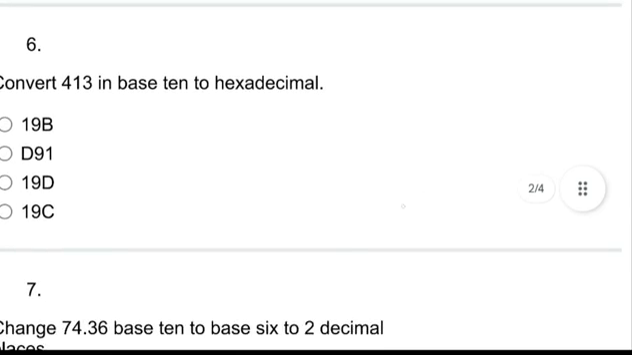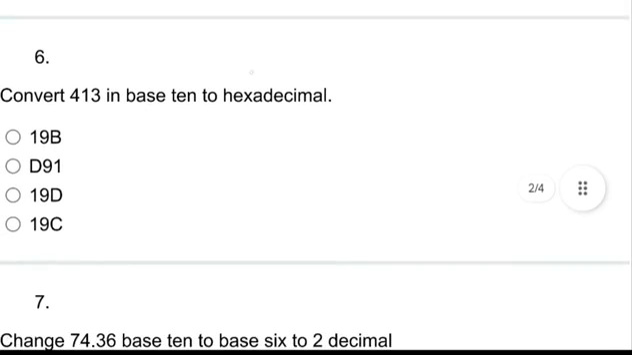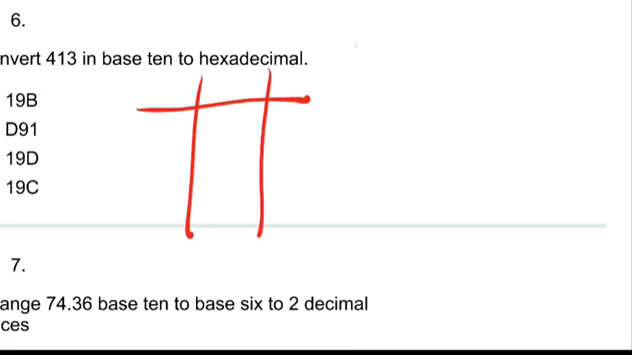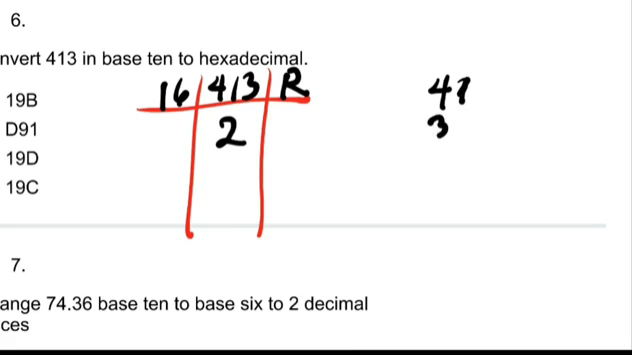Next one, convert 413 in base 10 to hexadecimal. So this one is conversion from base 10 to other bases. So we want to convert 413 in base 10 to hexadecimal, which we're going to adopt this method. So we have this will be remainder, and this will be 413. Then we have 16 here. So 16 in 41 is 2, so that is 32. 41 minus 32, so this gives 9. So that is remainder 9. We put the 9 in front of 3.